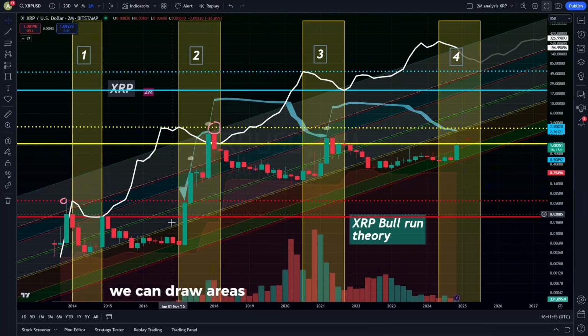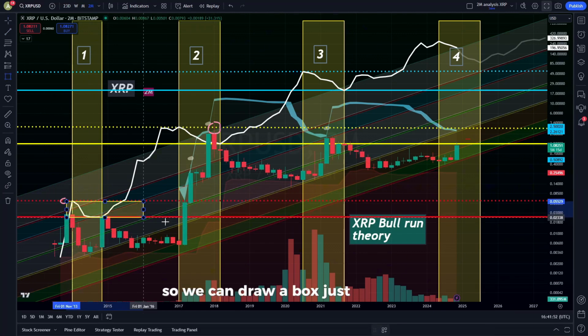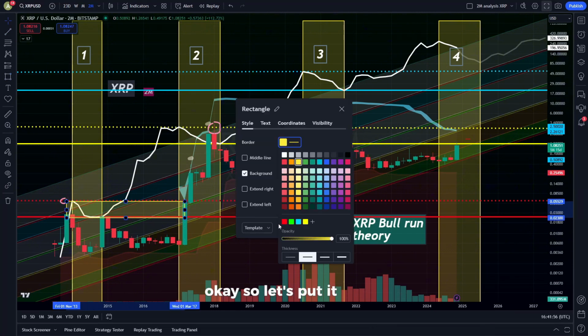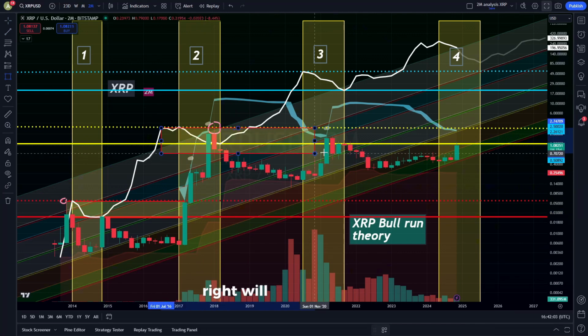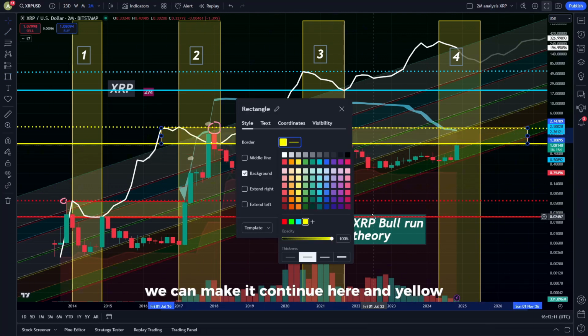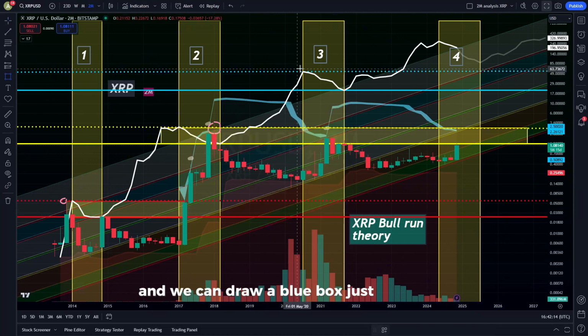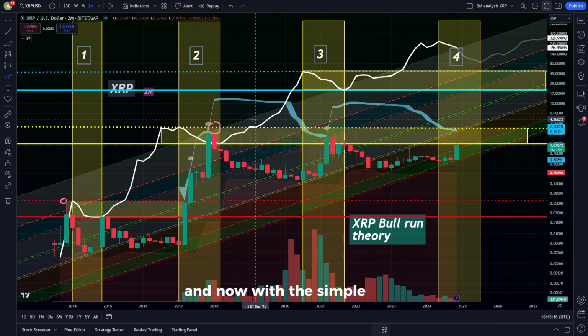And now we can draw areas with the lines of the same color. So for example, here we have the two red lines, so we can draw a box just right here, okay? So let's put it in red. Then we can draw a box just right here, right? It will be a yellow box. We can make it continue here in yellow. And we can draw a blue box just right here, okay? And we will put it in blue. And now with these simple lines, you should see the chart totally differently.